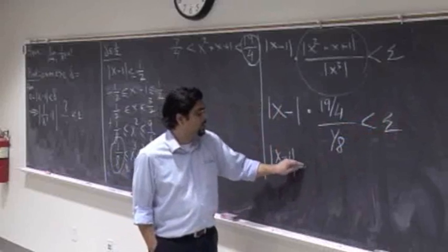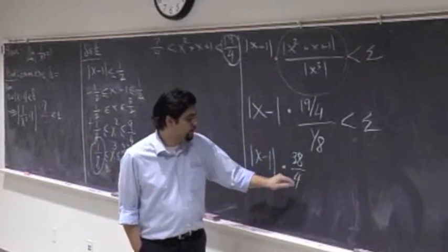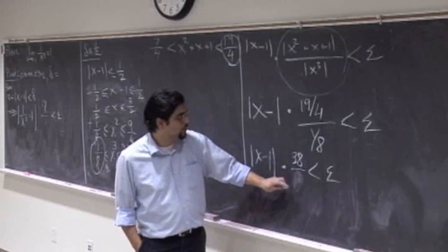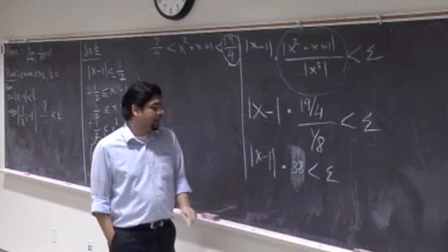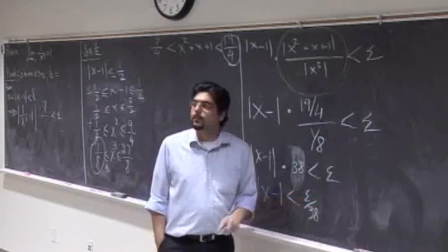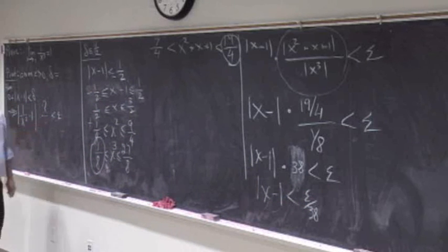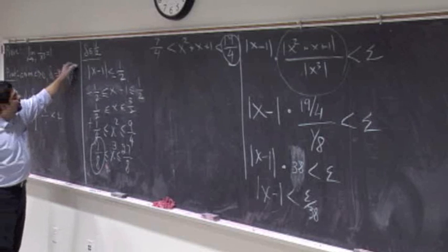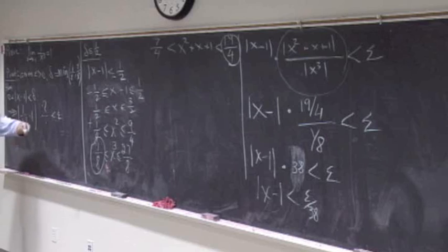|x minus 1| times, if you work this out, you get 38 over 4 less than epsilon. I'm sorry, just 38. And so |x minus 1| less than epsilon over 38. Okay? The rest of the proof is standard. Delta has to be the minimum of half and epsilon over 38. The rest is just doing all this backwards.